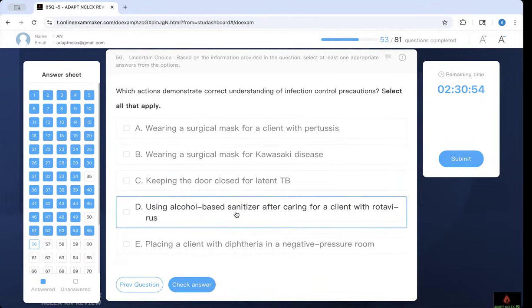Wear a surgical mask for Kawasaki disease. Keep the door closed for latent TB. Use alcohol-based sanitizer after caring for a client with retrovirus. Placing a client with diphtheria in a negative pressure room.